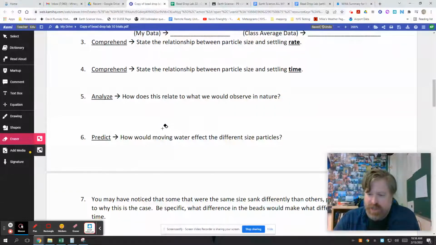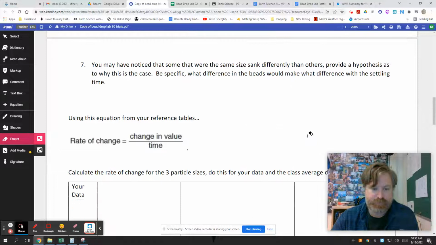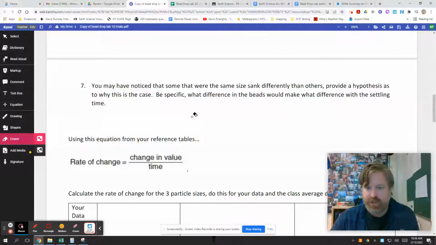Think about how this really would work in nature. This is a controlled situation, a tube of water and some beads. What would it really do if we really had different particle sizes, like the ones we looked at the other day? Boulders, cobbles, pebbles, sand, silt, clay. Those are your different particle sizes. How would they behave in real life in nature? For question 7, think about what might happen with some of those beads.